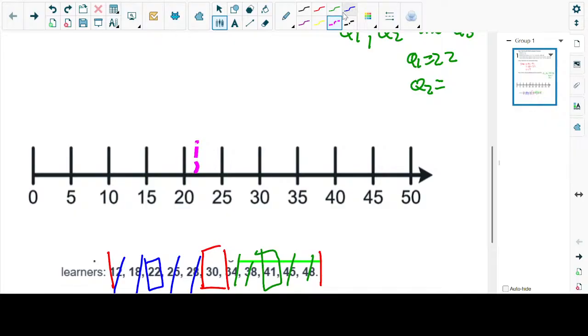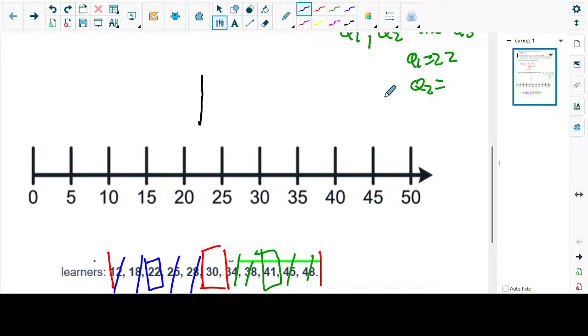So it should be clear that it's a value between 20 and 25, but it's closer to 20. Should leave a bigger space. If you compare the spaces between 20 and 25, it should be clear that this thing here is closer towards 20.